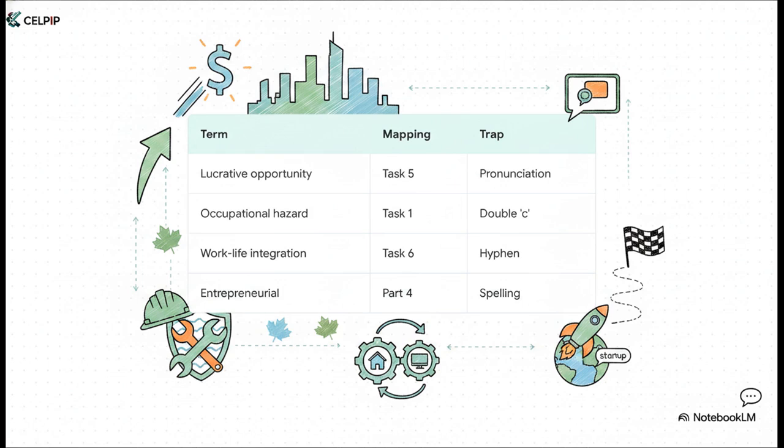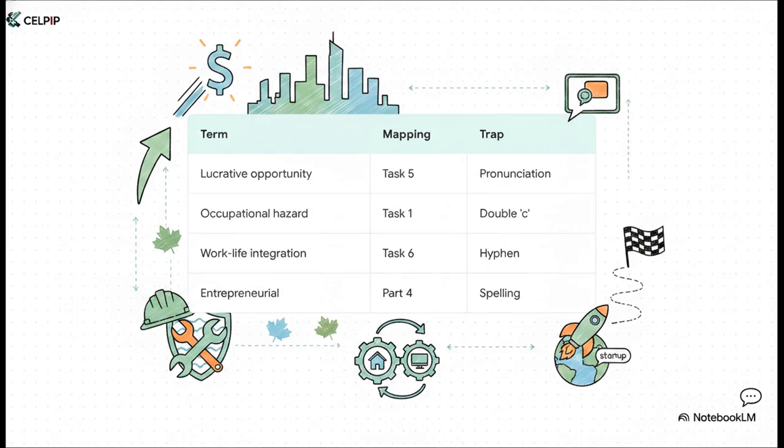Notice the subtle shift here. Canadian corporate culture now actively prefers the term integration over balance, which acknowledges modern remote work realities. Make sure you don't hyphenate it incorrectly. Finally, an entrepreneurial endeavor. You can embark on an entrepreneurial endeavor in reading part 4 text about Canada's strong startup ecosystem. The trap? The spelling of entrepreneurial is brutal.